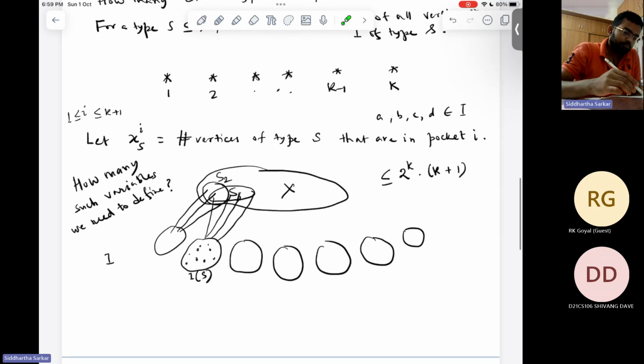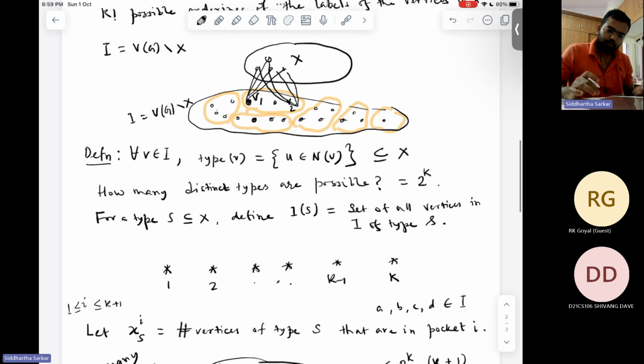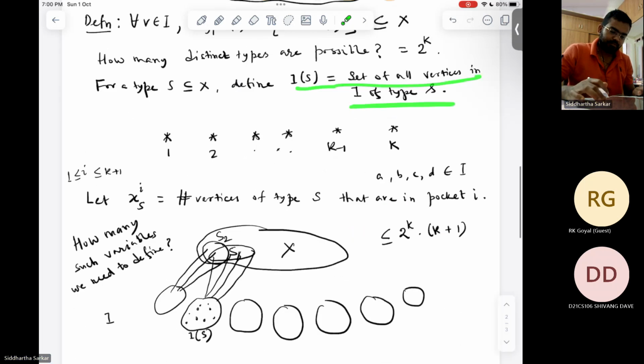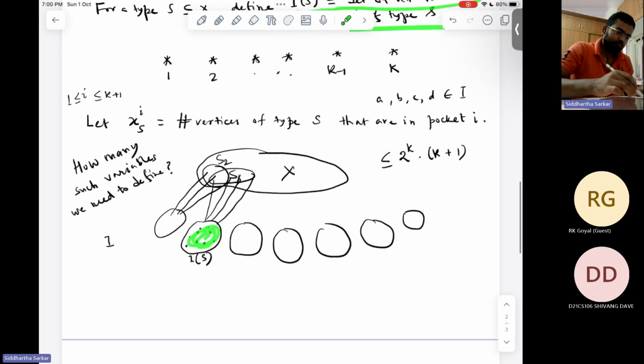Okay, so now, what we have defined so far is I_S. We have to remember that I_S is the set of all vertices in I of type S. So these are the I_S's.